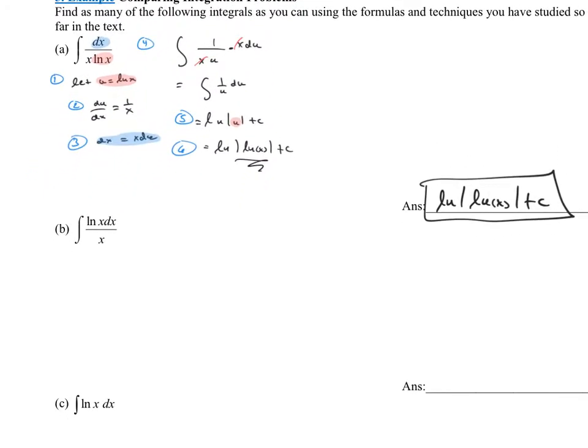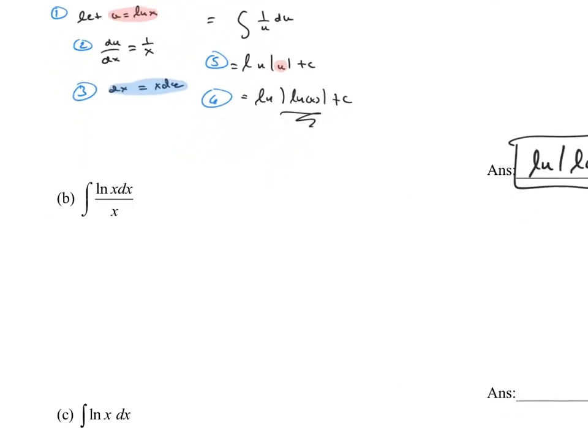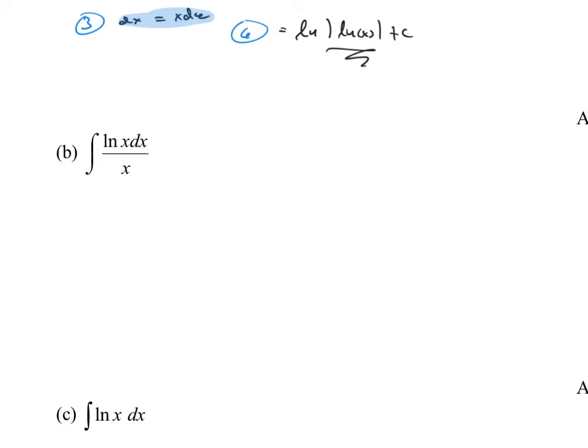Let's notice the difference between that and B here, okay? What's the difference between this and part B? B says the natural log of x dx. Well, this is the same style problem here. Let's continue with let u equal the natural log of x.